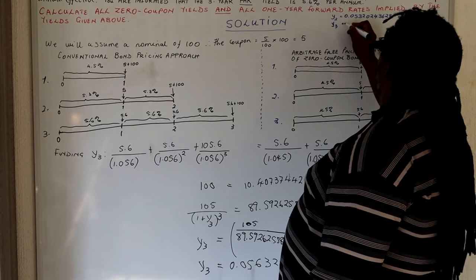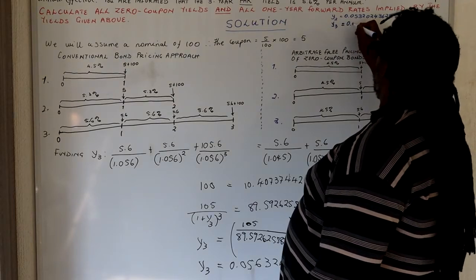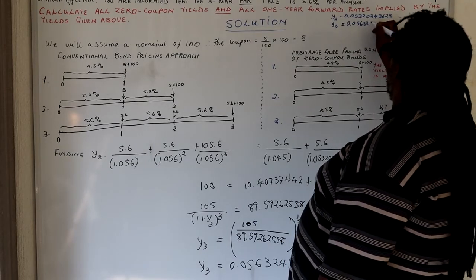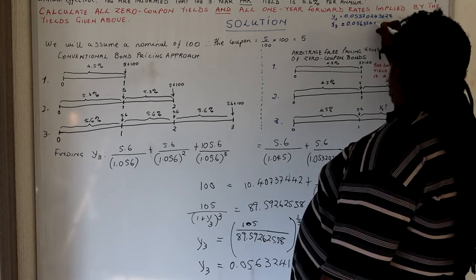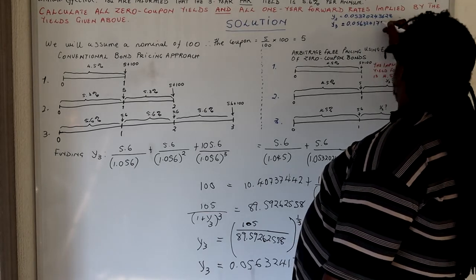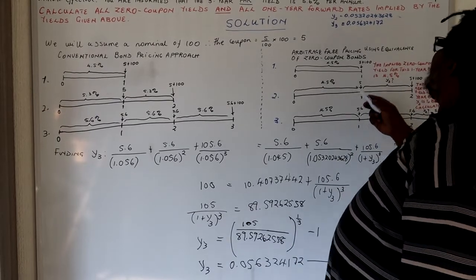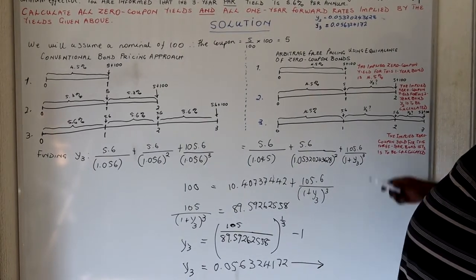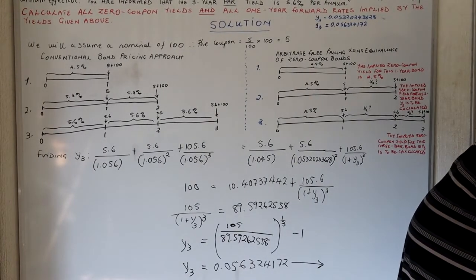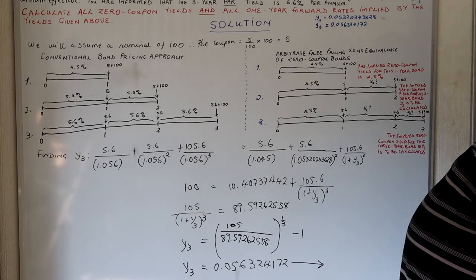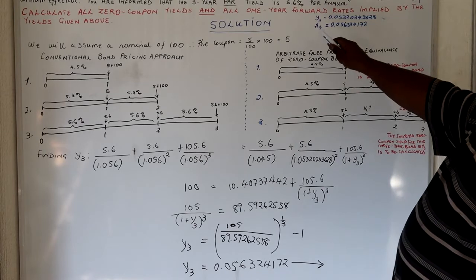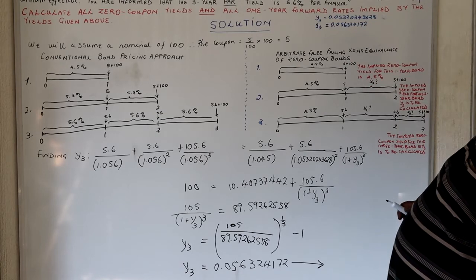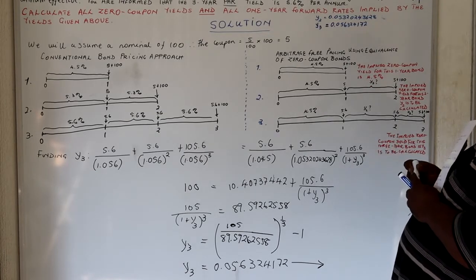So here we have y3 equals to 0.056324172. And you can write this as a percentage, which would be 5.632%. For the time being, we can leave them as they are. But if you are going to give your final answer, you can round them off. But in the working of the next part of the question, we will use these numbers as they are because we do not want to have round off errors.